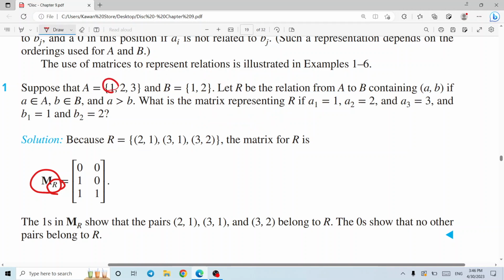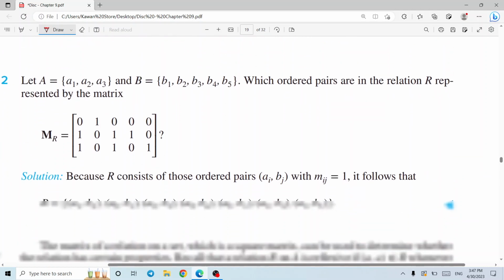So I'm asking myself, is 1 related with 1 here? No, so 0. Is 1 related with 2? Do I have 1 and 2? No, so 0. Do I have 2 and 1? Yes. How about 2 and 2? No. How about 3 and 1? Yes. How about 3 and 2? Yes. So the 0 means no relation, the 1 means relation. That's it. Easy?